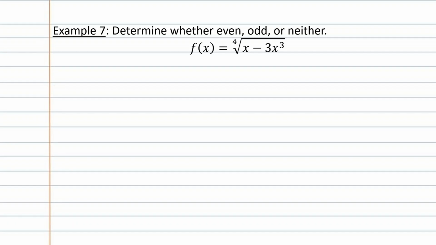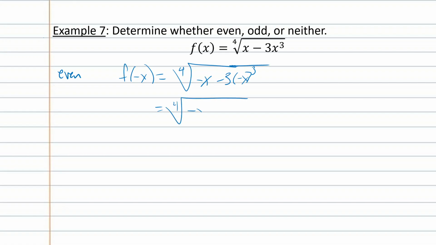All right, here we have f of x equals the fourth root of x minus 3x to the third. We want to determine if it's even, odd, or neither. We'll start with even. Okay, so we are going to replace x with negative x. All right, so this is negative x here. There's a negative x there. And if I simplify, I've got the fourth root of negative x plus 3x to the third. Unfortunately, it does not simplify back down to the original.